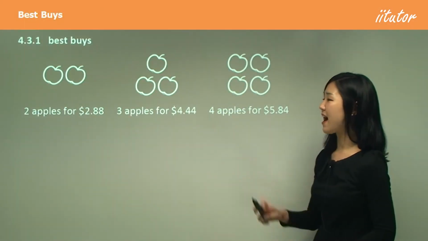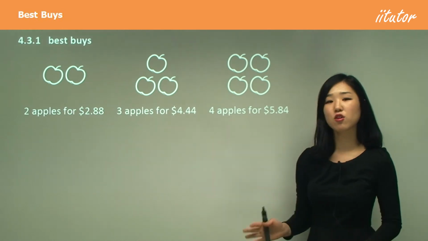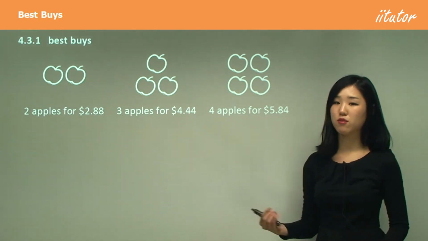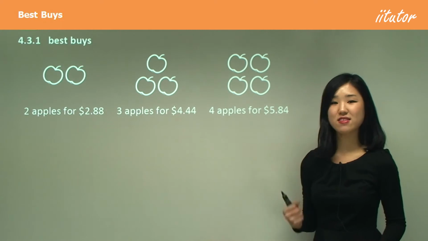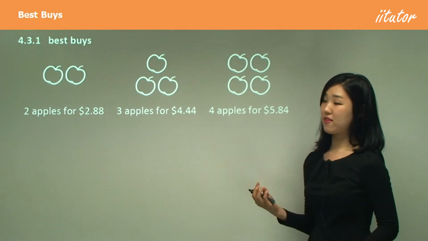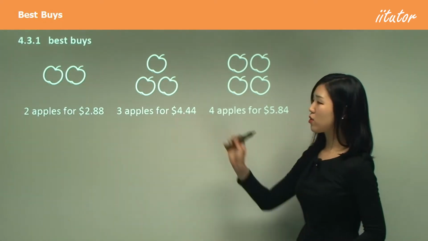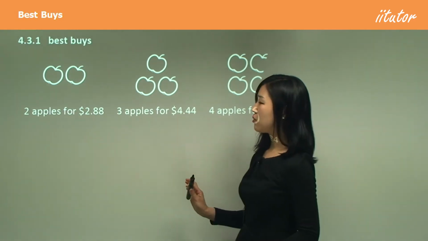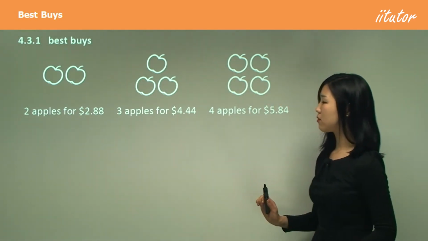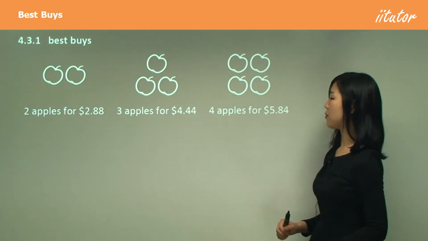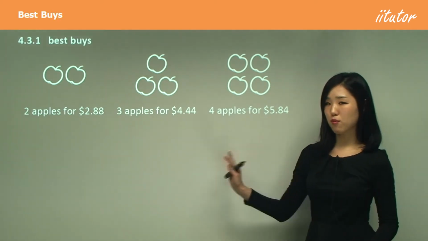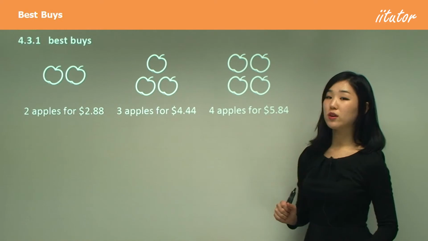We're going to be looking at how to compare and contrast different prices of different items and try to find the best buy, so I can get the best product at the best price. We're talking about apples here. Here we've got 2 apples for $2.88, 3 apples for $4.44, and 4 apples for $5.54. So there are different prices and also different quantities of apples here.